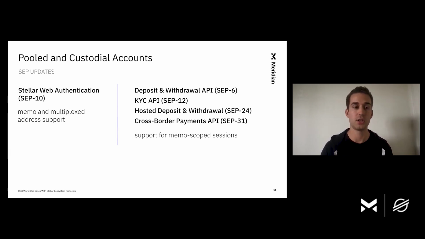Before these changes, when you authenticated via SEP10, you authenticated a Stellar account. And what this did is this gave you a token that gave you access to the entire transaction history of the account. But if you're a user of a pooled account and you get a token that gives you access to all transactions for that Stellar account, you're actually getting access to a lot more than you need. And for security-minded individuals, this is not ideal.